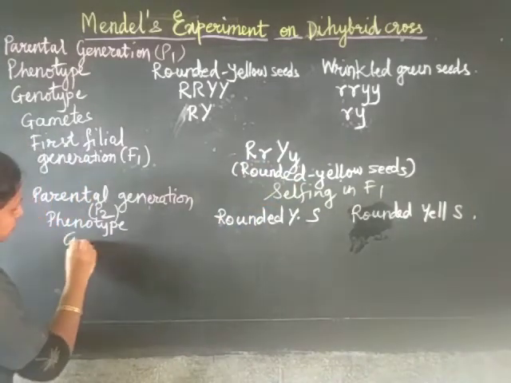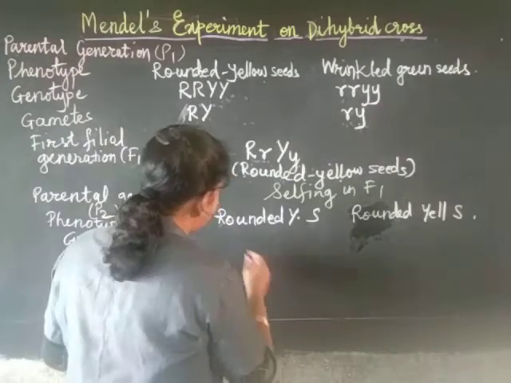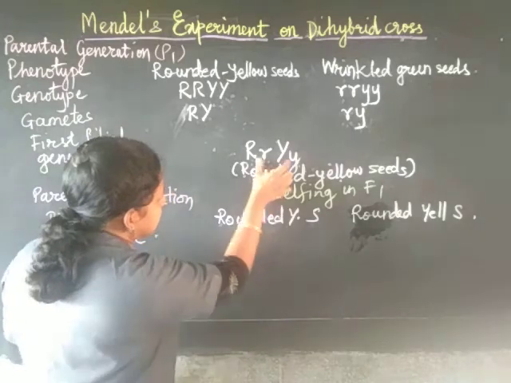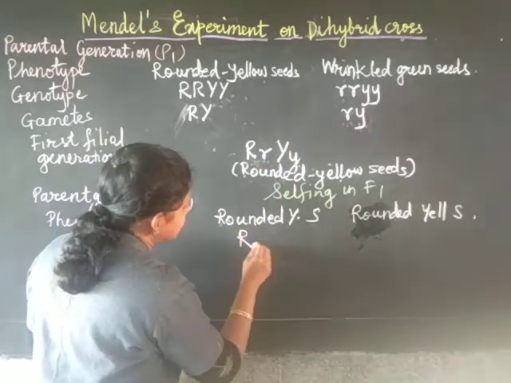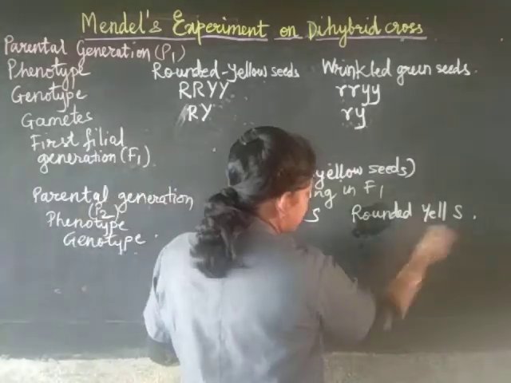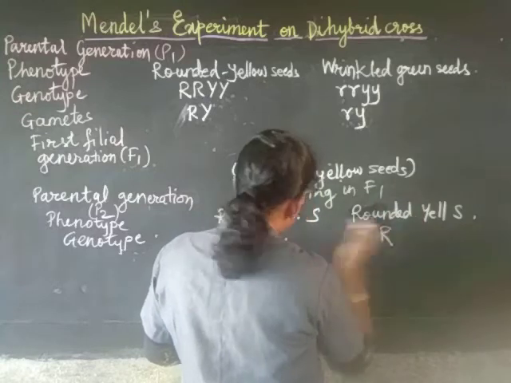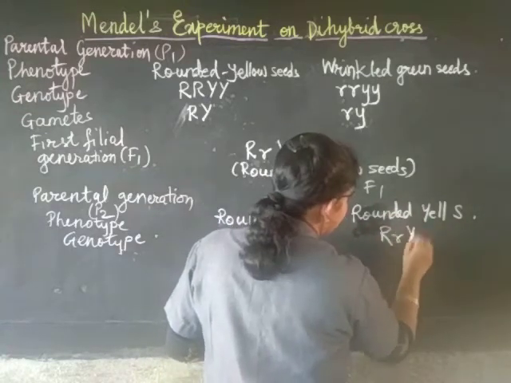Let me write now the genotype of this. So what will the genotype be? The genotype of rounded yellow is this only, that is capital R, small r, capital Y, small y. Here also rounded and yellow seeds, because selfing is done, the same will be the genotype, Rr, Yy.